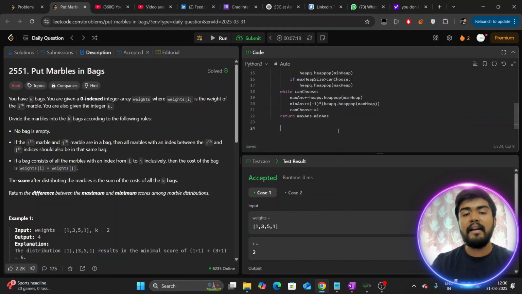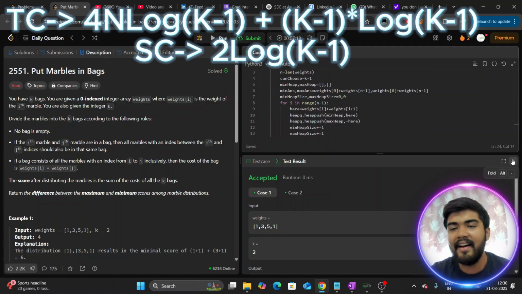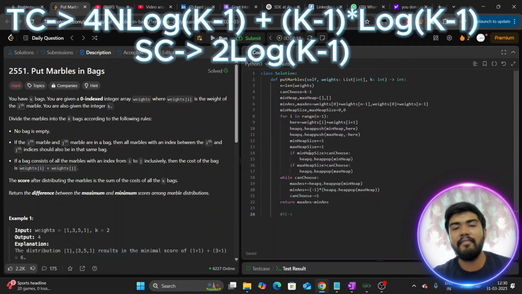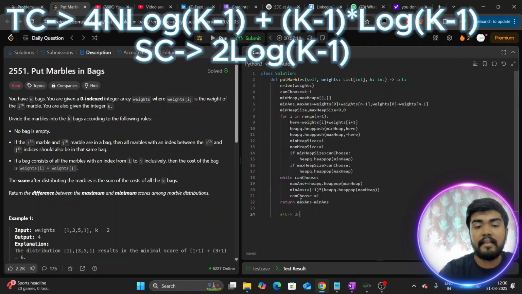Now let's quickly discuss the time and space complexity. I think you guys have already written your own time and space complexity, because we all know the TC and SC if we are using a heap-based solution. Pushing to a heap is log n, and for n elements pushing and popping, that is obviously going to take n log n for sure, and we are doing it for 2 heaps, so that is kind of 2n log n, as we are using 2 heaps.